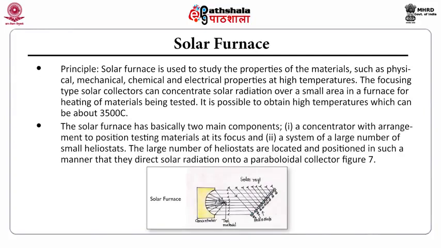The solar furnace has two main components, a concentrator with arrangement to position the materials in focus and a system of a large number of small heliostats. The large number of heliostats are located and positioned in such a manner that they direct solar radiation to the paraboloidal collector as given in this figure.